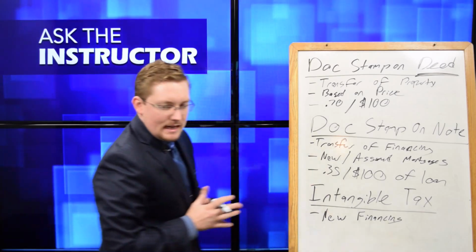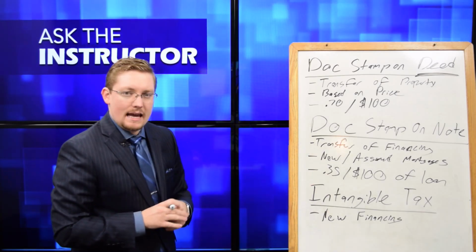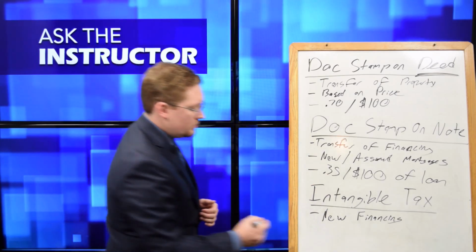Now for our final one, the intangible tax. With the intangible tax, this one is 2 mils.